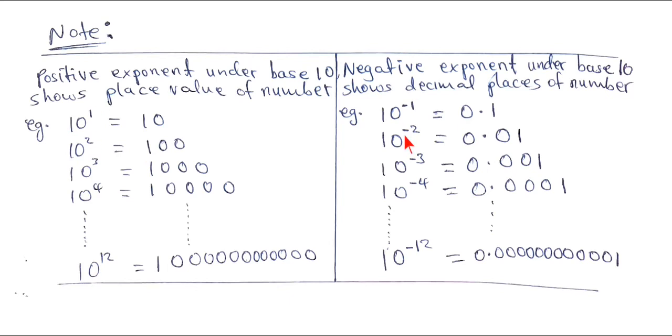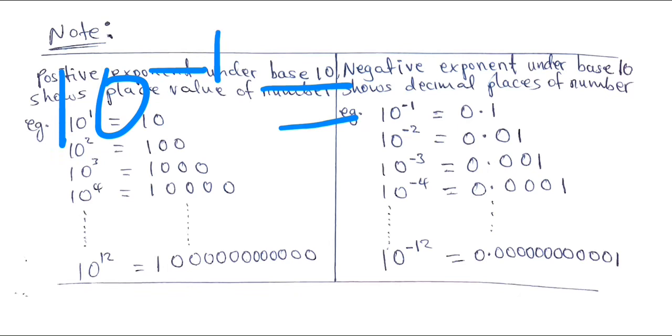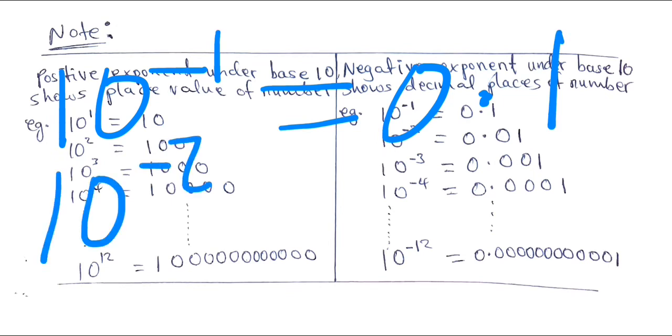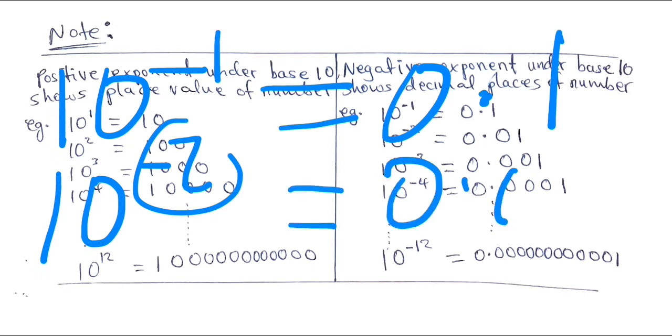How about the negative exponent? We shall check it here. For the negative exponent under base 10, it shows the decimal places of a number. For instance, when you have 10 exponent negative 1, this means the decimal place here is only 1, so you can write 0.1. And also, if you have 10 exponent negative 2, this negative 2 is a decimal place. So now you have two decimal places, 0.01.